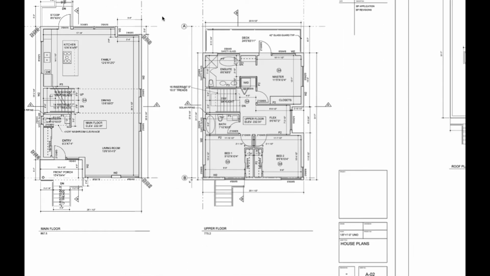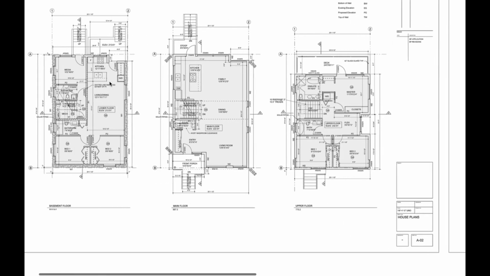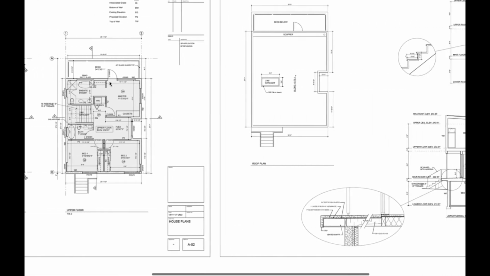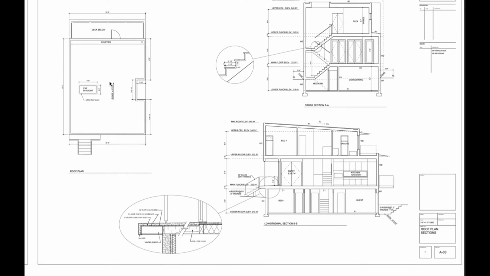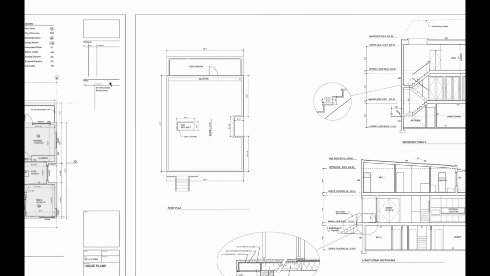Let's zoom out and see if we missed anything from the house plans. I think we got everything. Let's move to the next sheet. So on A3, we have the roof plans and some of the section drawings. So let's take a look at the roof.